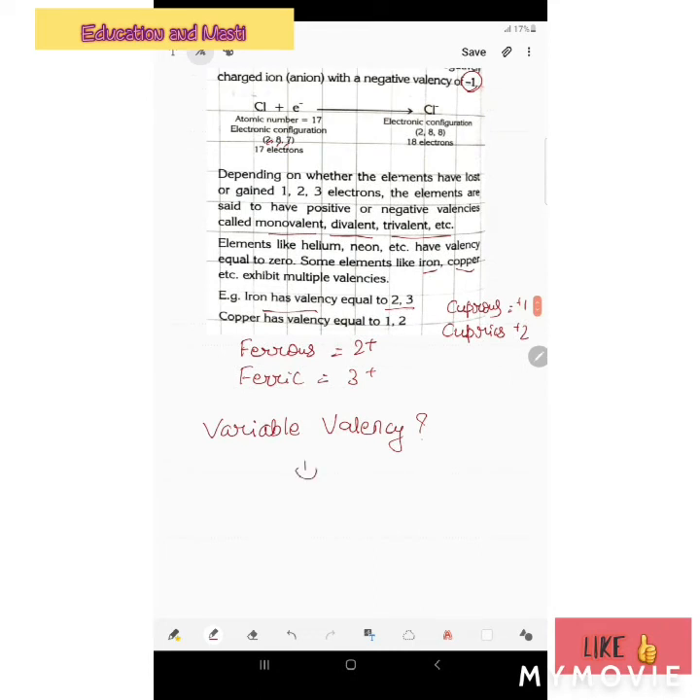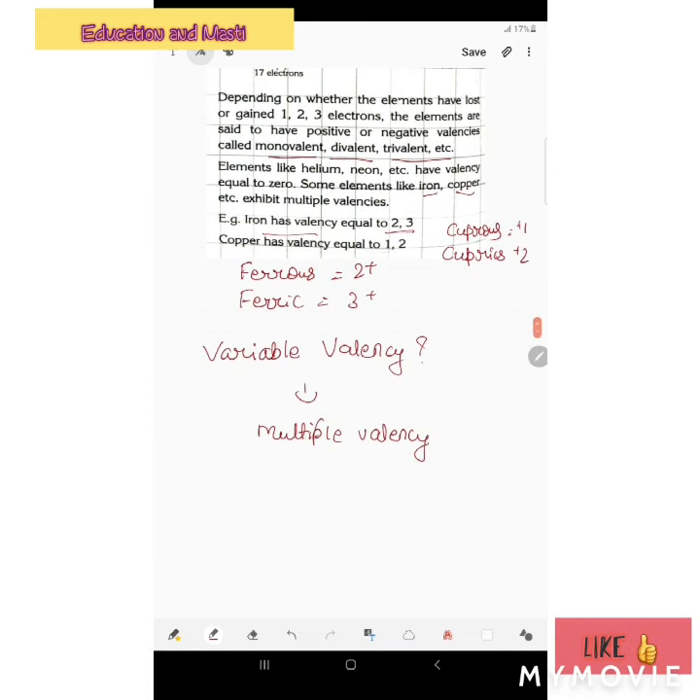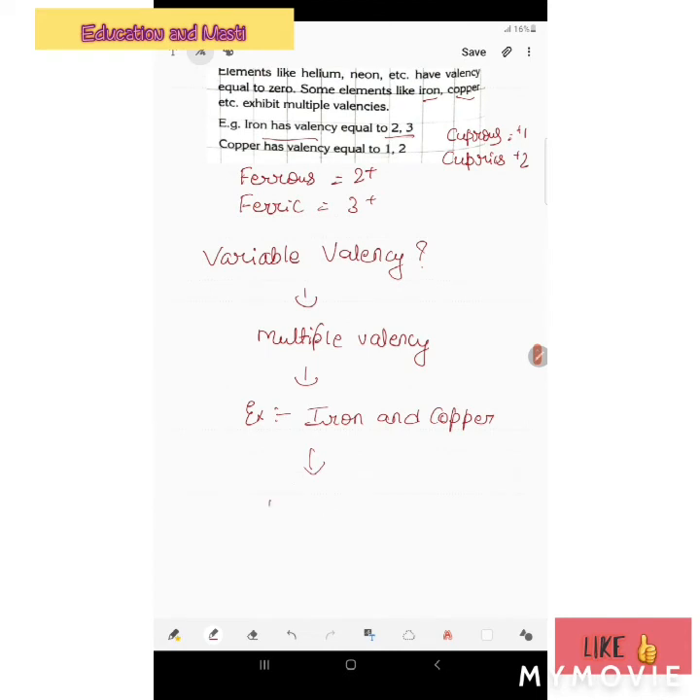So variable valency is that certain elements exhibit more than one valency. That is, they exhibit multiple valencies. Okay. So the elements that exhibit variable valency or multiple valency are called variable valency holders. As I have already said, iron and copper are examples of multiple valency. But why do they exhibit more than one valency?